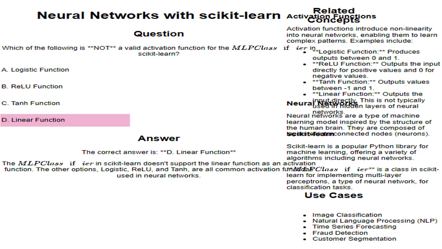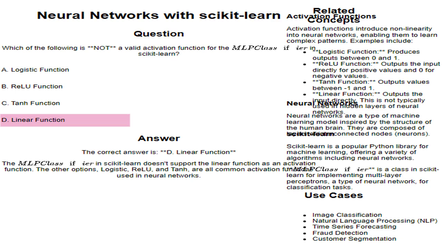Let's consider a scenario where we want to predict whether a customer will click on an advertisement. We can use a neural network with the logistic function as the activation function in the final layer. The output of the network will be a probability between 0 and 1, representing the likelihood of the customer clicking on the advertisement.